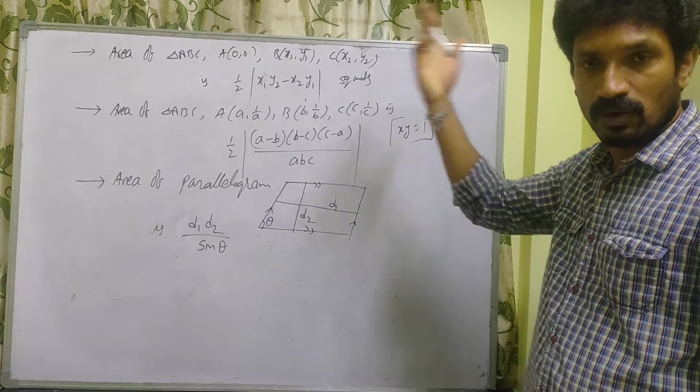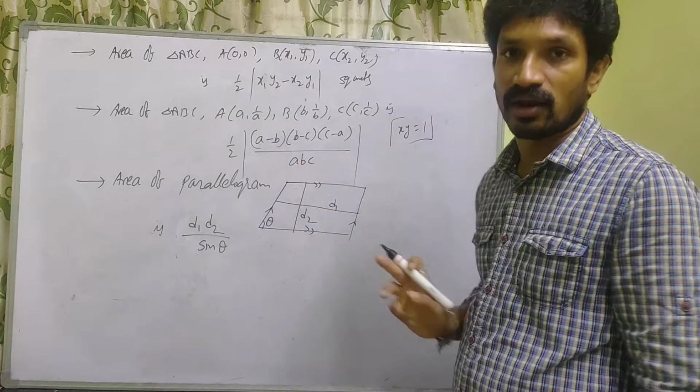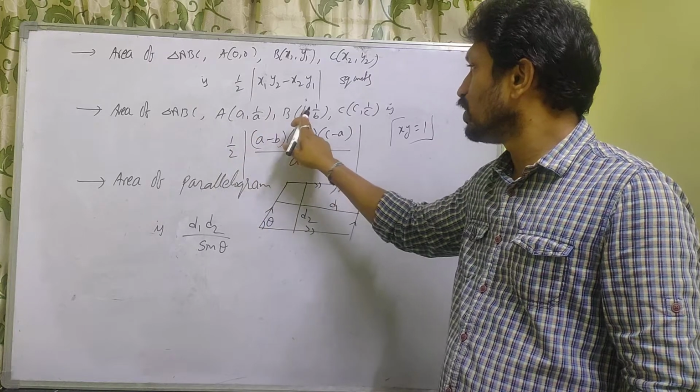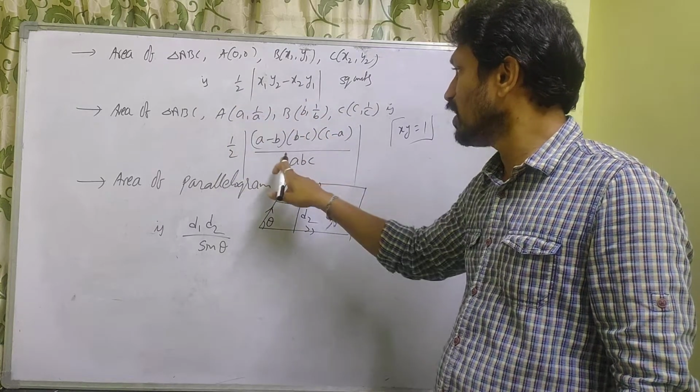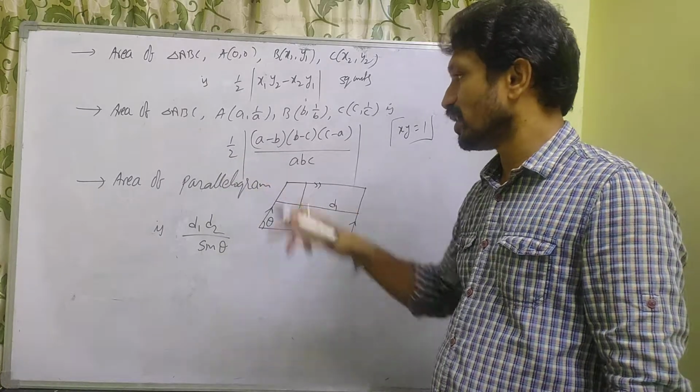Actually, rectangular hyperbola you will see in second year. Until then, you remember this. So this is half into, just what is the formula? (a minus b) into (b minus c) into (c minus a) by abc. Okay, so these two you can write here also, no problem.